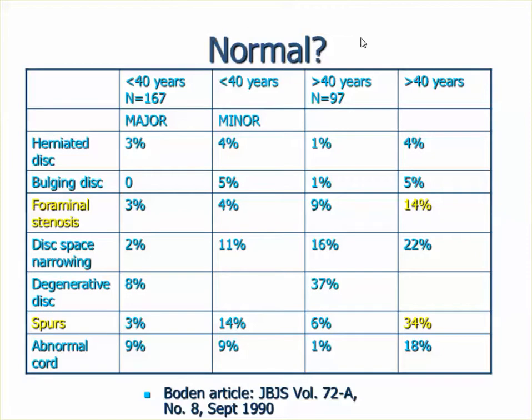But in the over 40 crowd, there are abnormalities on the MRI scan. Like 37% have degenerative disc disease. So it's very, very common for people to have abnormalities on the MRI scan.